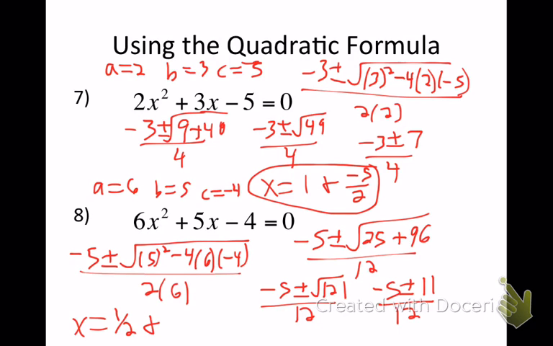And then do negative 5 minus 11. Negative 5 minus 11 is? Negative 16 over 12 is? Negative 4 over 3. Nice job. There's your answers. And there's your assignment.